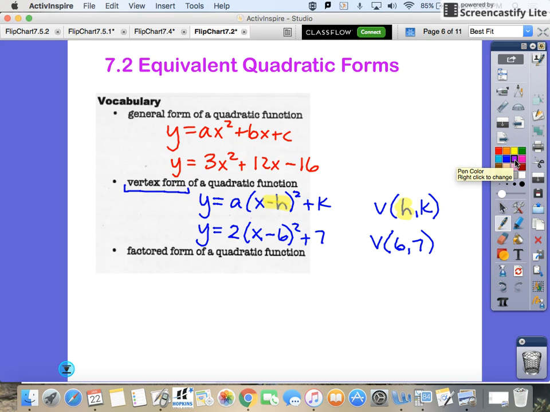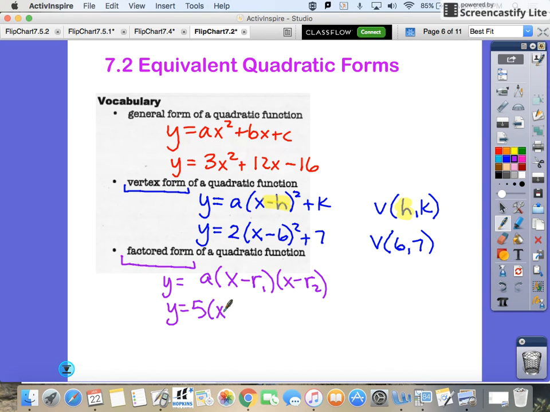And then the last form is factored form. Factored is when you have two sets of parentheses. So it would be a times x minus r1 times x minus r2. So maybe y equals, I don't know why I'm using 3 so much. I'll just pick a different number. 5 times x minus 6 times x plus 4. This would be factored form.